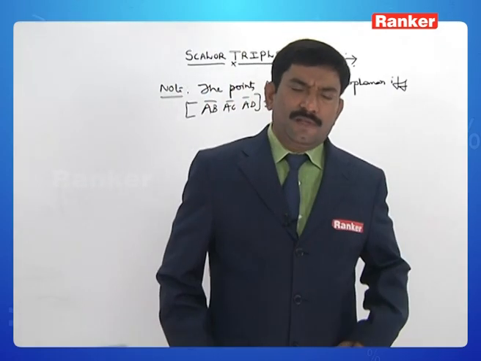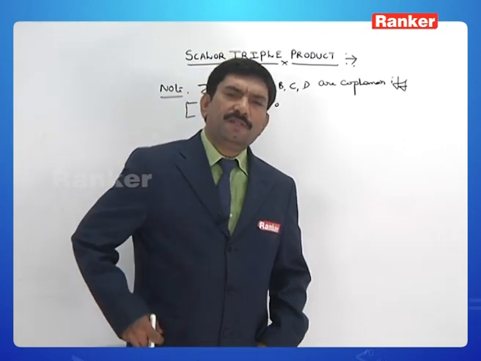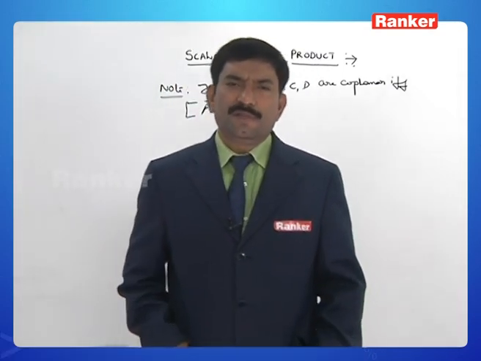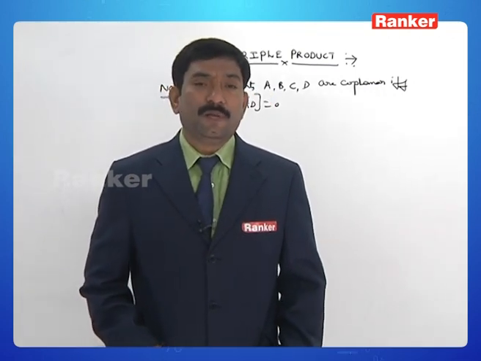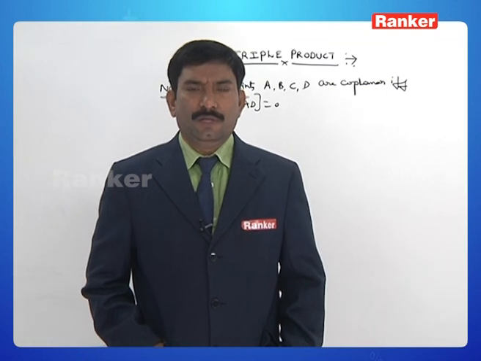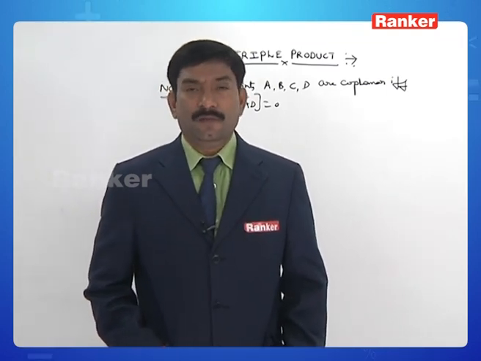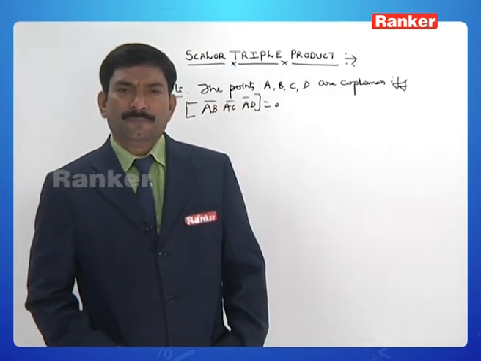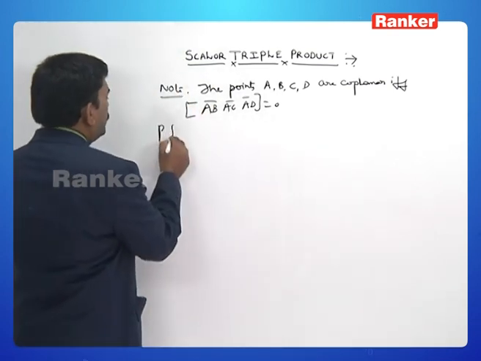When the 4 points are given, say for example, OA bar is equal to A bar, OB bar is equal to B bar, OC bar is equal to C bar, OD bar is equal to D bar. If you want to prove them as coplanar, you have to show that the box of those 3 vectors is equal to 0. The determinant of those 3 vectors is equal to what? 0. Now, the proof of this is very simple.